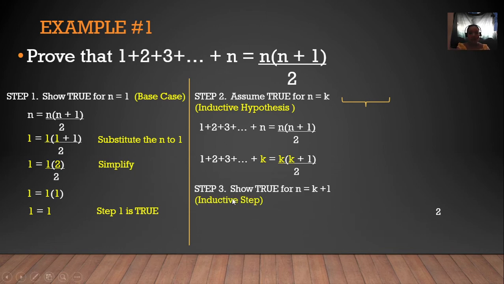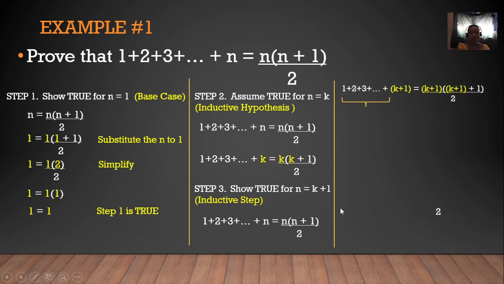Next, let's show true for n is equal to k plus 1. This is the inductive step. So let's have the given, this one. We are going to change the n into k plus 1. So here it is. Instead of n, we will write k plus 1. The n here becomes k plus 1, and the n here becomes k plus 1.